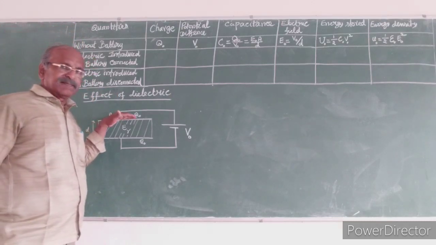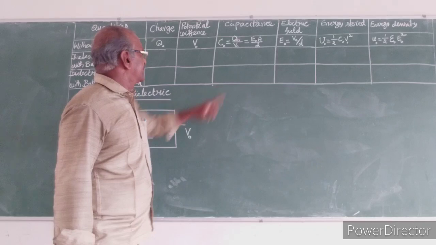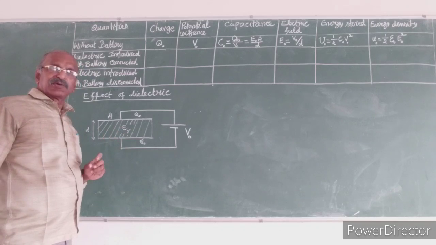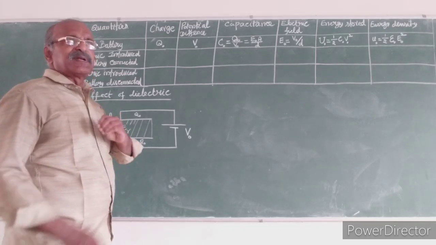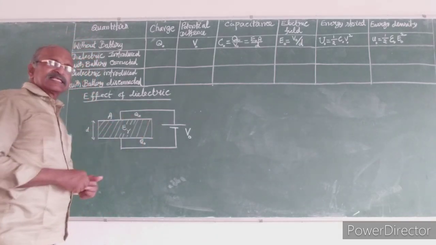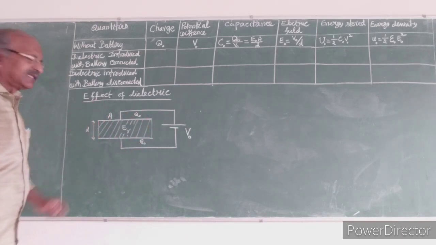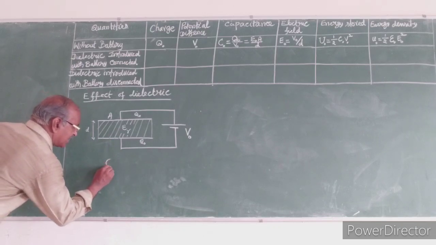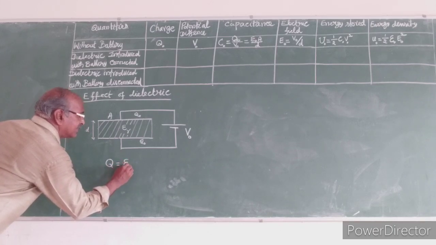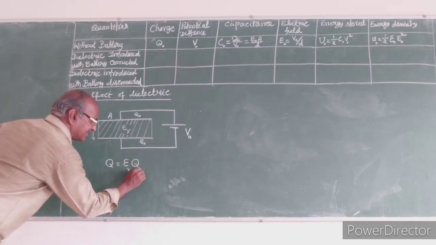Let us consider a capacitor. The capacitance is C naught, connected to a battery of voltage V naught, then the charge on the capacitor will be Q naught. It has been experimentally proved that when a dielectric is introduced into the plates without disconnecting the battery, the voltage remains constant and the new charge on the plates increases by a factor of the relative permittivity or dielectric constant of the dielectric.